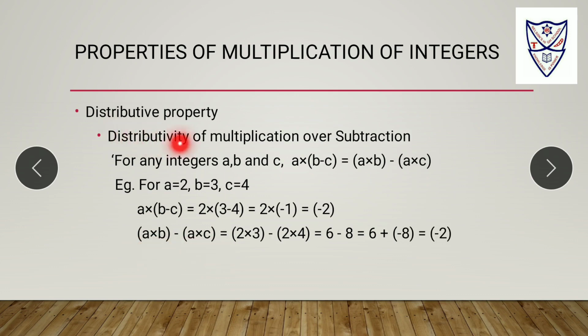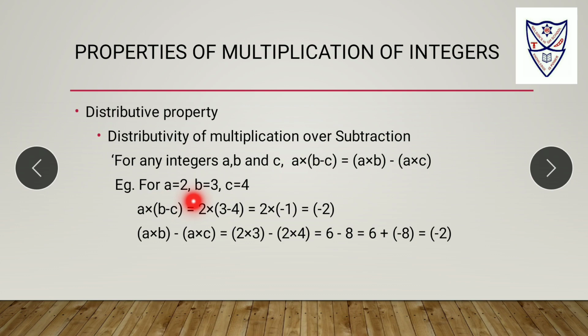Next property, distributivity of multiplication over subtraction. For any integers a, b and c, a multiplied by (b minus c) is equal to a multiplied by b minus a multiplied by c. So here there is only a minus sign. In addition, it was a plus sign.